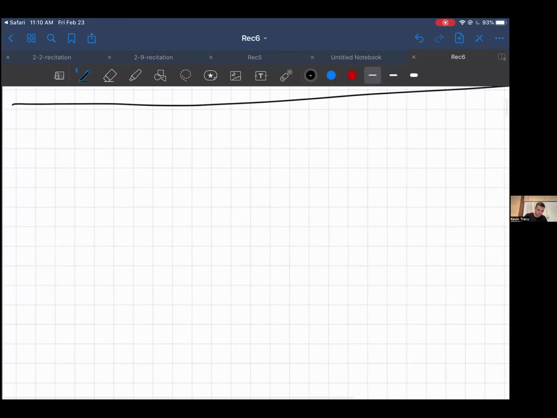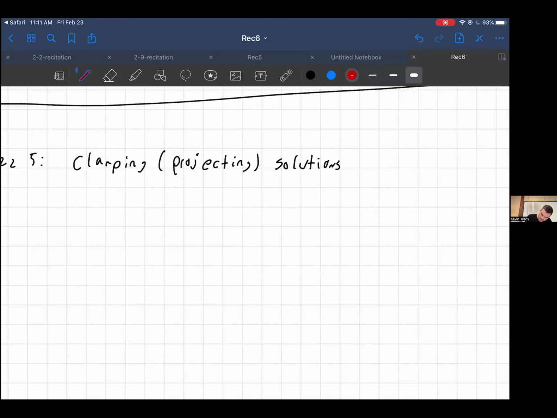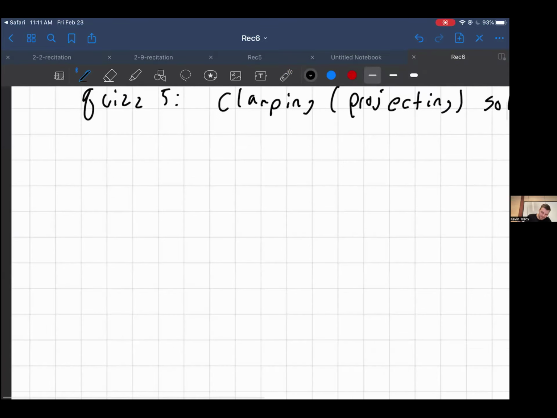Now, first thing I'll do is just one extension on the quiz 5 stuff. Clamping or projecting solutions. And then I'll just say this is bad. Do not do this. And let me give you a very simple example.